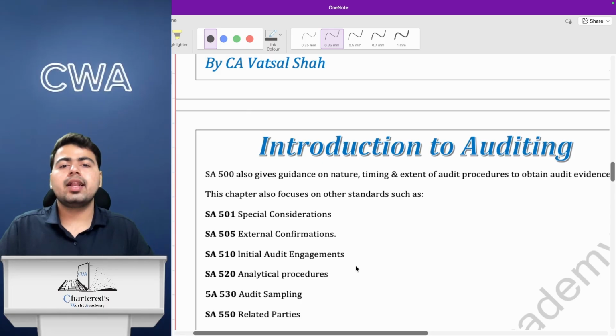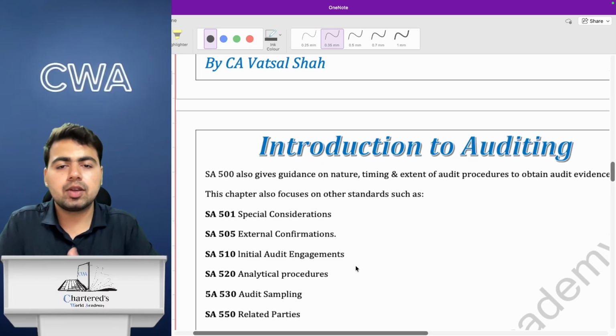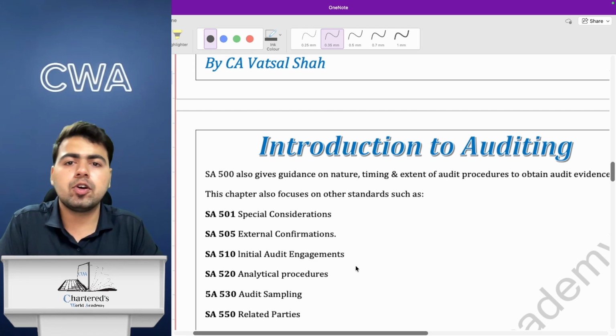Now let's quickly revise audit assertions. We have 5 assertions at income statement level and balance sheet level. Let's quickly do the assertions which are common for both.